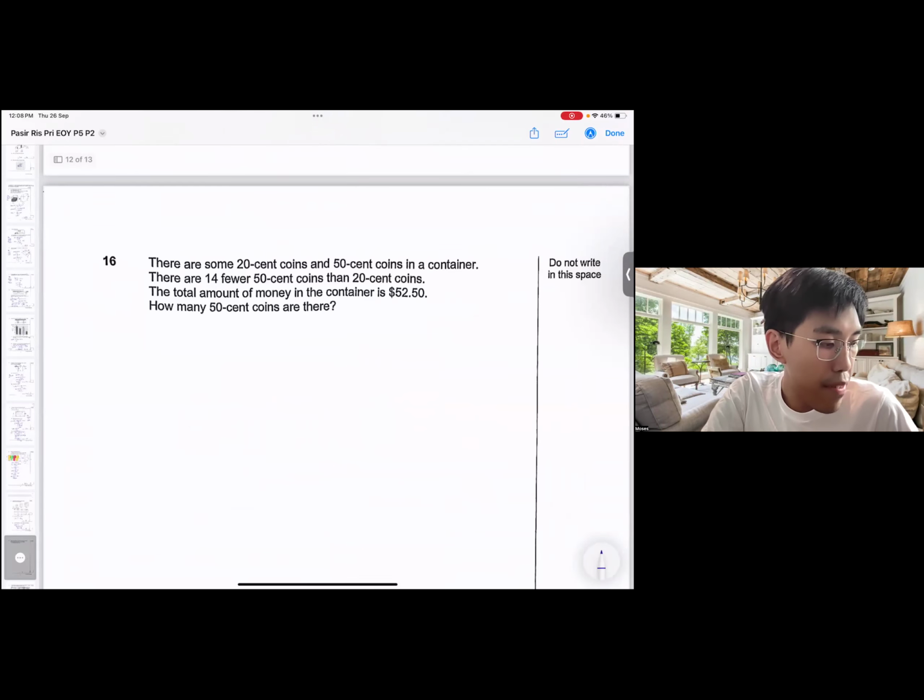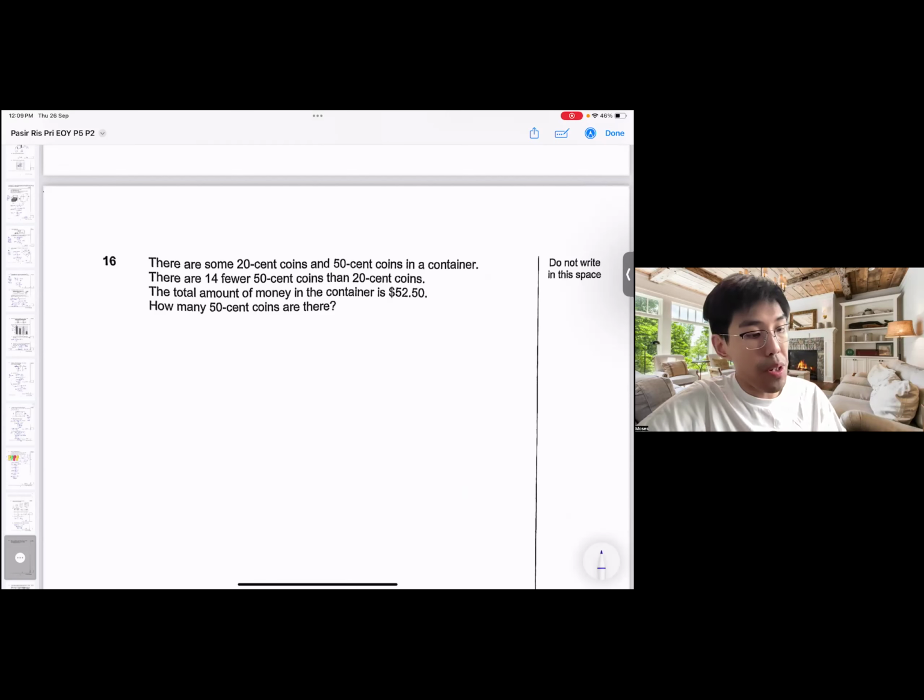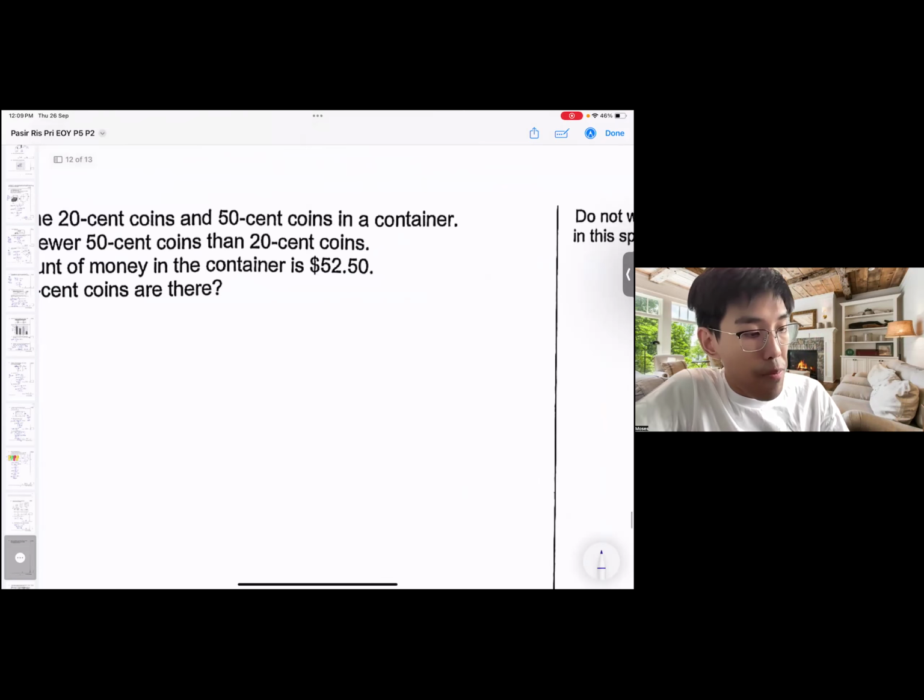16. There are some 20-cent and 50-cent coins in a container. There are 14 fewer 50-cent coins than 20-cent coins. The total amount of money in the container is $52.50. How many 50-cent coins are there? Okay, this one is a very interesting question. What is the concept here?